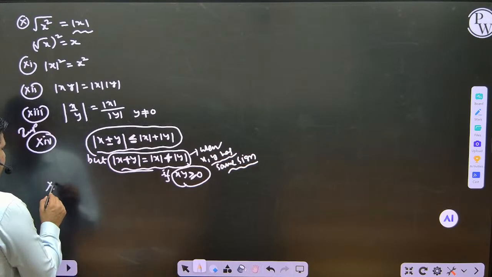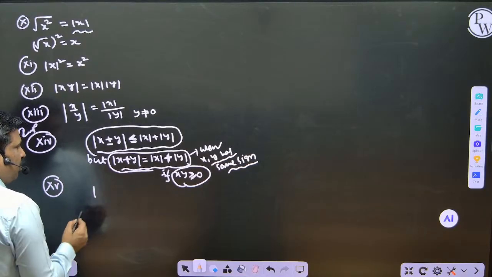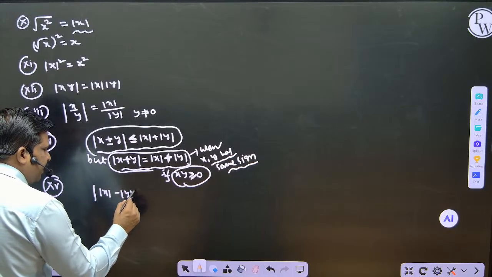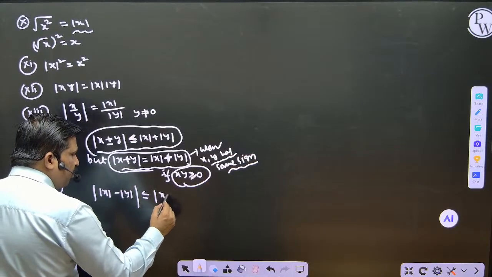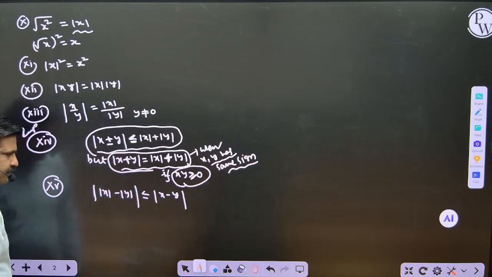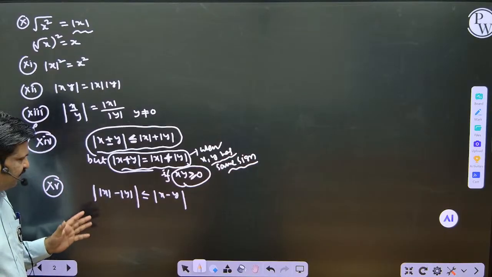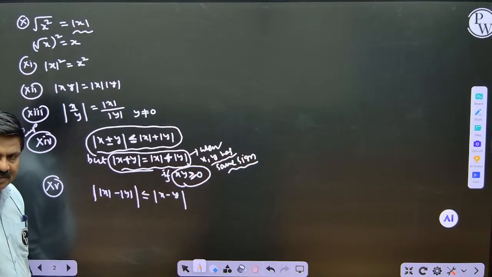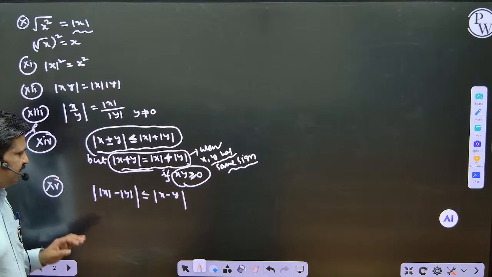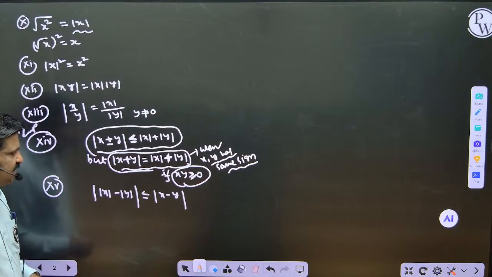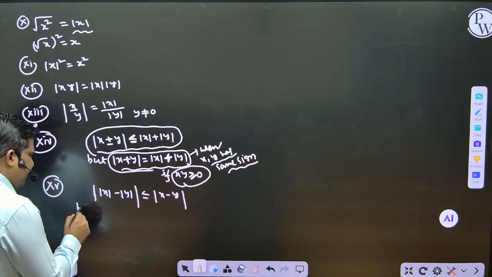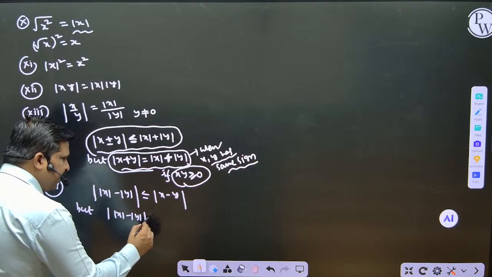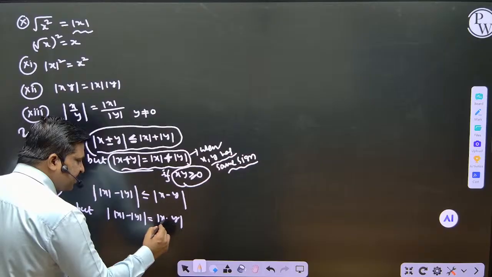So what is the next property? Property number 15. Modulus of mod x minus mod y is always less than or equal to modulus of x minus y. But what is the equality? Modulus of mod x minus mod y is equal to modulus of x minus y.